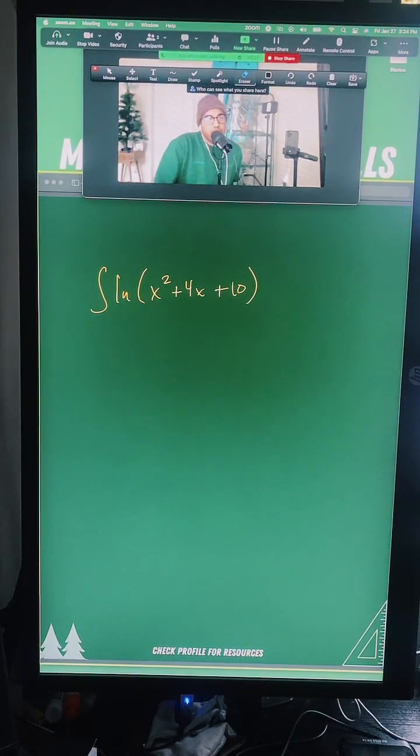Okay, well, let's talk about this one here. All right, so I have the natural log of x squared plus 4x plus 10. Does anyone have an idea what we should try to do?